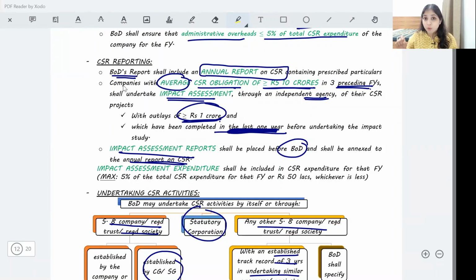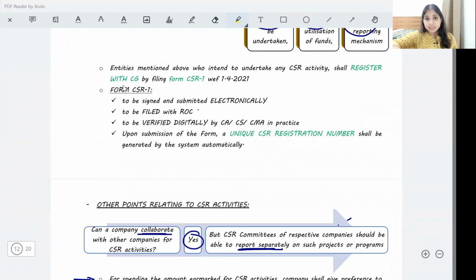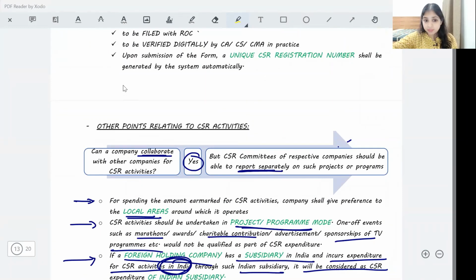If my average CSR obligation was at least 10 crores, then all those projects on which we spent at least 1 crore in the last 1 year, we have to get impact assessment done by an independent agency. Attach the impact assessment report to the annual CSR report. Annual CSR report has to be put into the board report. Then we learned company may do CSR activities either by itself or through a statutory corporation or through a Section 8 company, registered trust, registered society set up by itself or by the government or having a track record of at least 3 years. Either specify for which activity how much to be spent or straight away put money into their corpus. They should have CSR registration number by filing CSR1 with the ROC.